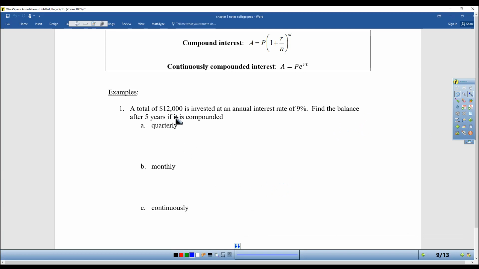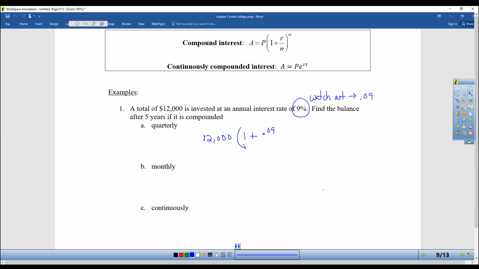So a total of $12,000 is invested at an annual interest rate of 9%. So my principal is my 12,000. The 1 is always going to be a 1. I have an interest rate of 9%. So watch out. You do have to make this 0.09. You can't leave it as just 9.